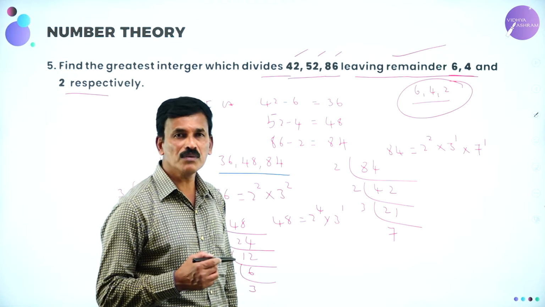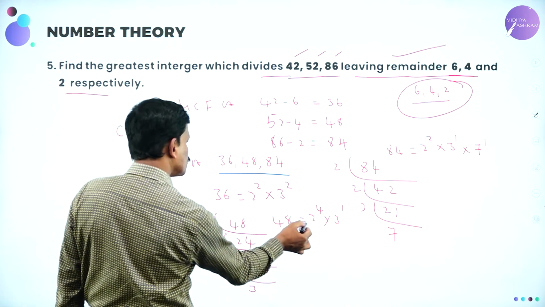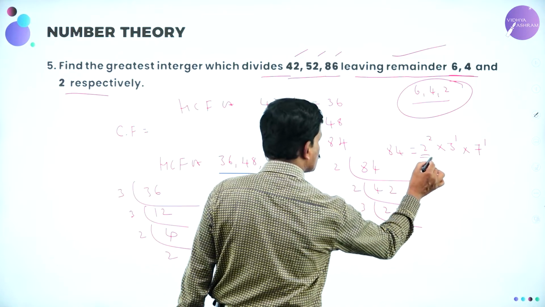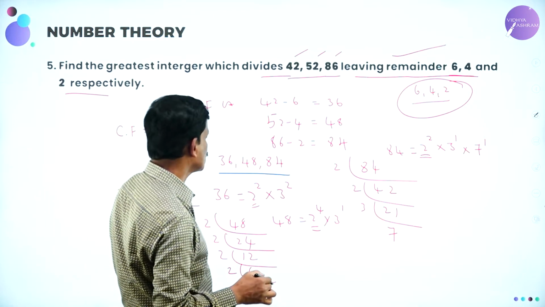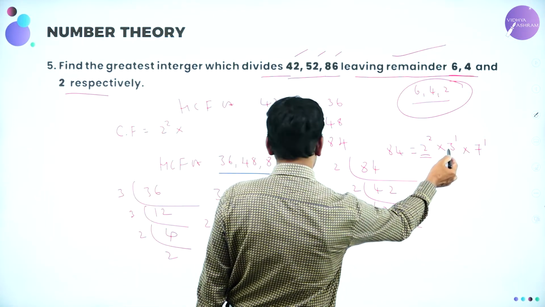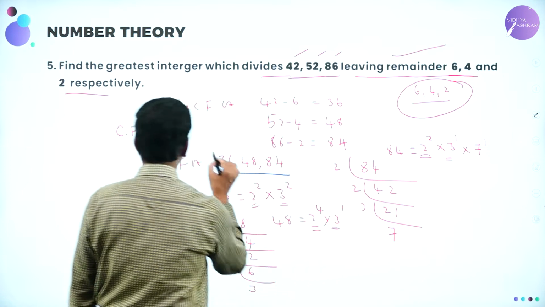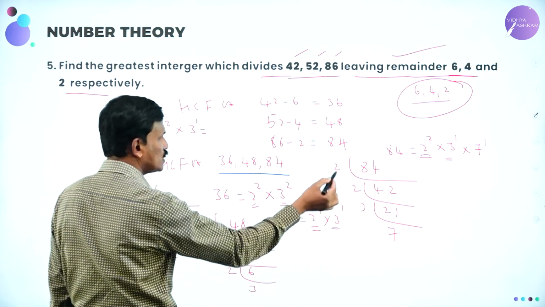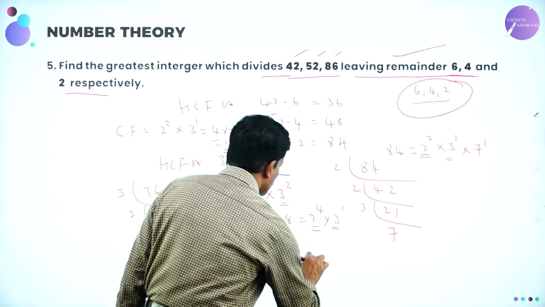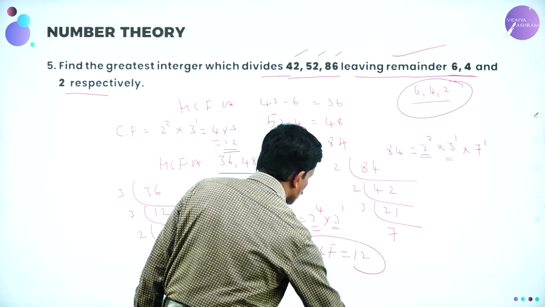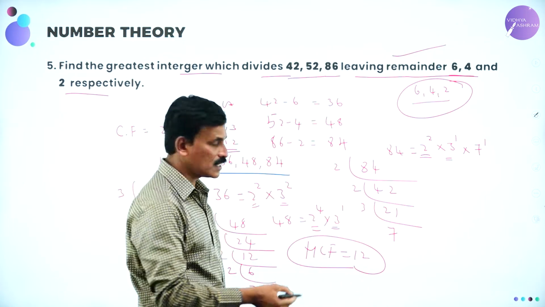Now find out the highest common factor. What are the common factors here? The common factors are 2 square, 2 square and 2 square. So the common factor is 2 square into, next, 3. 3 is here, here and here: 3 to the power of 1 in each. 7 is there, but 7 is not common. So 2 square is 4, into 3, 4 3s are 12. Therefore the highest common factor of the numbers is 12. That's it. Just find out the HCF. So the greatest integer is 12.